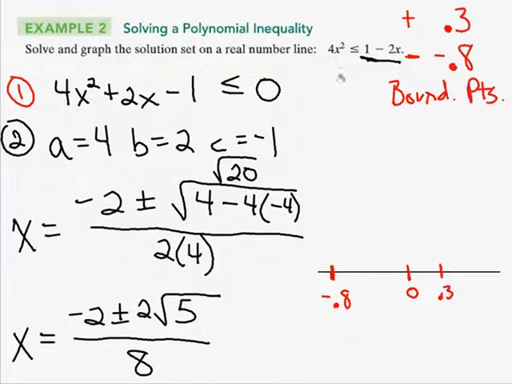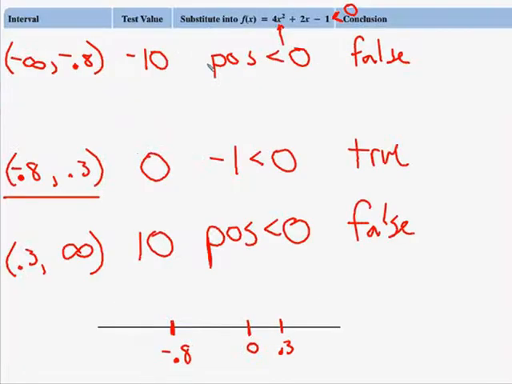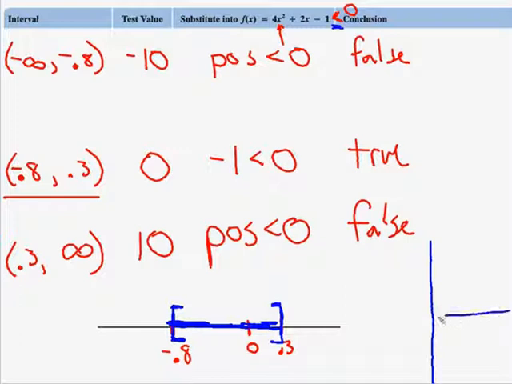And I almost forgot, that is less than or equal to. So we're not going to use parentheses, we're going to use brackets. And again, we're only coloring in the numbers between the boundary points. So again, let's take this from the one-dimensional x-axis number line to the two-dimensional Cartesian plane. Here's our 0.3 boundary point.